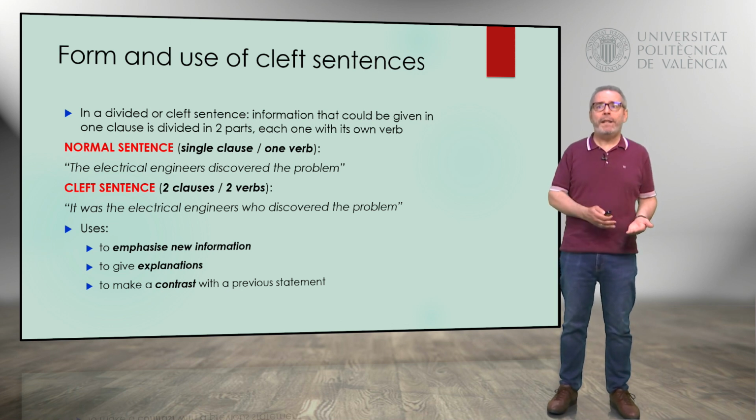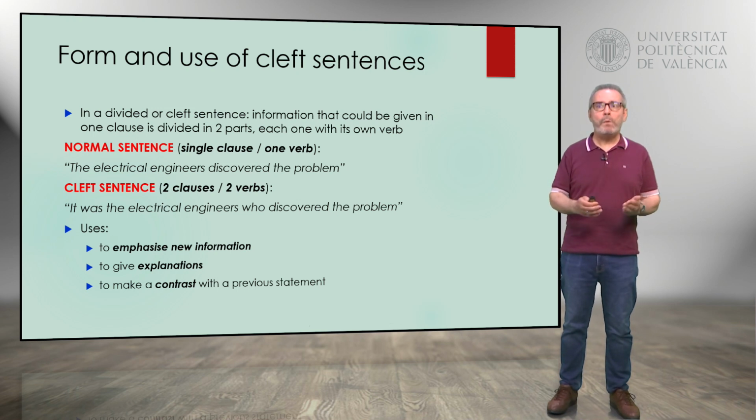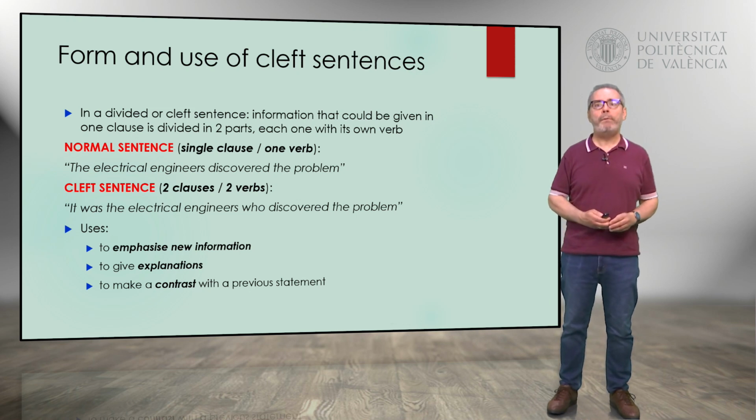Cleft sentences are divided sentences in which information that could be given in one single clause is divided in two parts to give emphasis to one of the elements. Each one of these parts has its own verb. Here we have a normal sentence with a single clause and one verb. The electrical engineers discovered the problem. Then we can have a corresponding cleft sentence if we want to give emphasis with two clauses and two verbs. It was the electrical engineers, the emphasis is on this part, who discovered the problem.